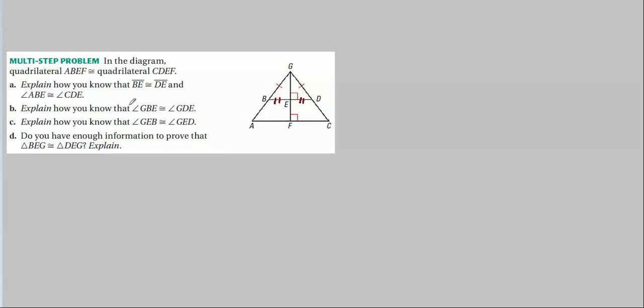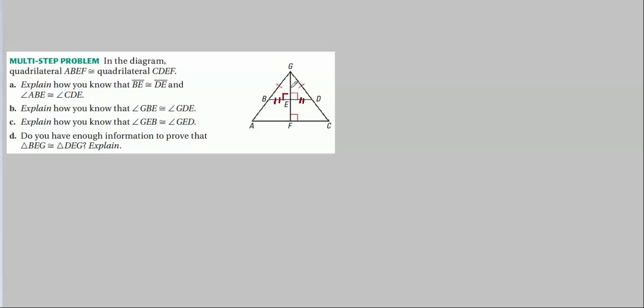Explain how you know that angle GBE, let's see, where's that one? This one here. And GDE. How do we know that they're congruent? Well, this here, again, we know that this must also be 90 degrees.